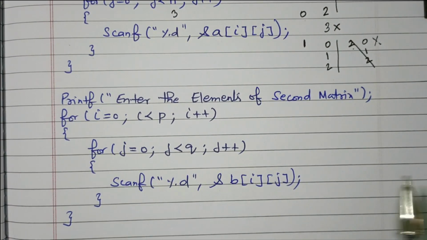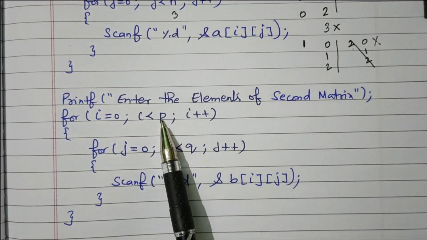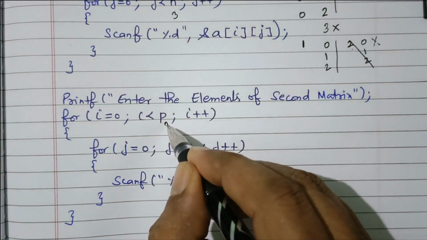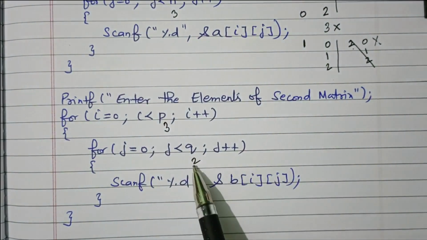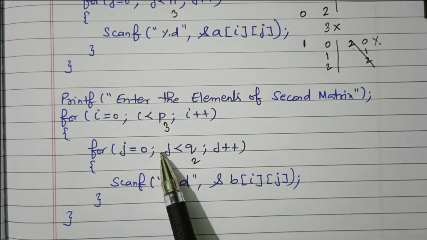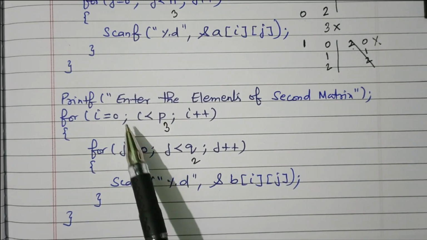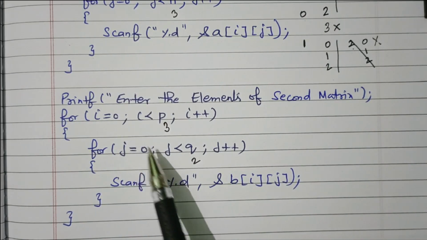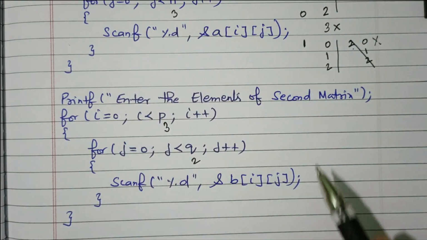3 rows and 2 columns. So we are using P and Q, right? This will be 3, this will be 2. So the inner loop will be executed 2 times, the outer loop executed 3 times, right? 0 0, 0 1. Then it will go to 1 0, 1 1. Then 2 0, 2 1. Like that it will be executed, right?